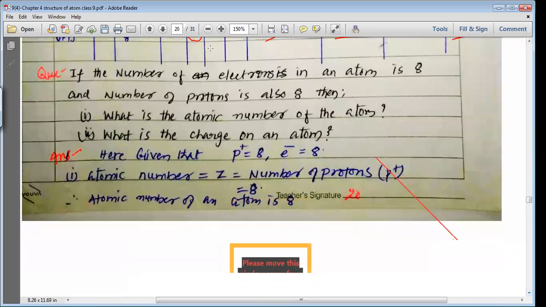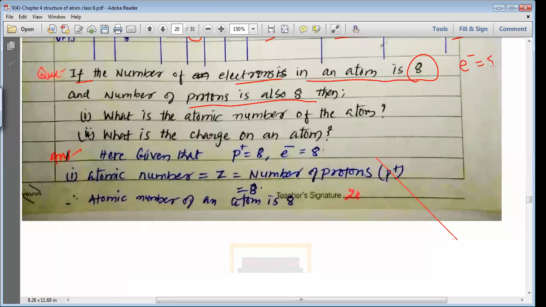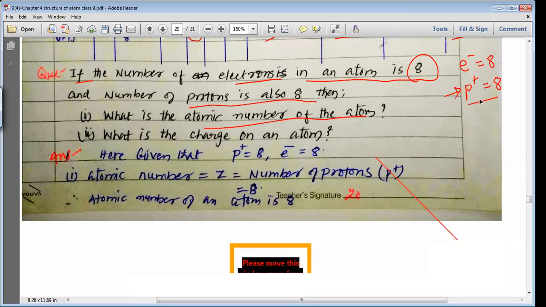Now let's look at the next question, my dear students. Suppose we have an atom where the number of electrons is 8 and the number of protons, P plus, is also 8. Then what is the atomic number of the atom? So we know that atomic number is represented by the number of protons, and the number of protons is 8, and that is why the atomic number should be 8.